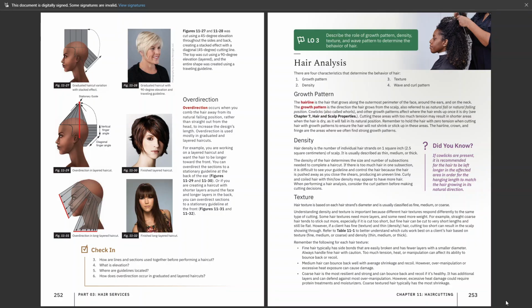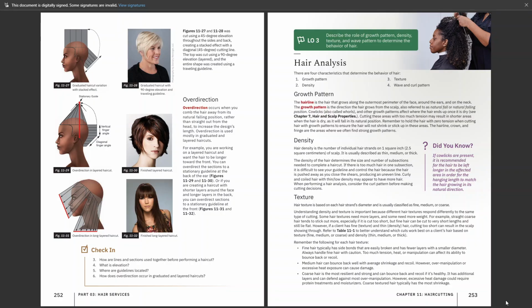Growth pattern. The hairline is the hair that grows along the outermost perimeter of the face, around the ears, and on the neck. The growth pattern is the direction the hair grows from the scalp, also referred to as natural fall or natural falling position. Cowlicks, also called whorls, and other growth pattern effects where the hair ends up once it is dry. See Chapter 7, Hair and Scalp Properties. I have videos on that.